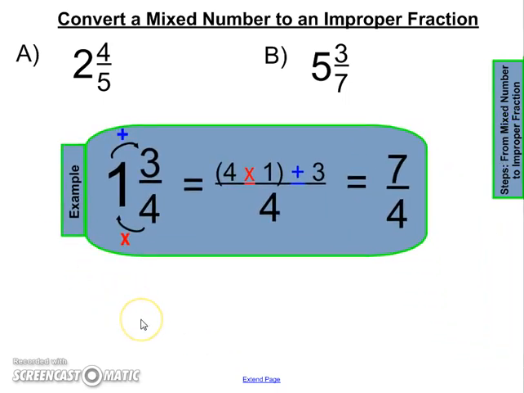Now if you want an example, let me slide this out of the way. Bring this out here. An example. So if I have 1 3/4, denominator times whole number, 4 times 1 is 4. That's what this part is. 4 times 1 is 4. 4 plus 3 is 7. And keep my denominator.